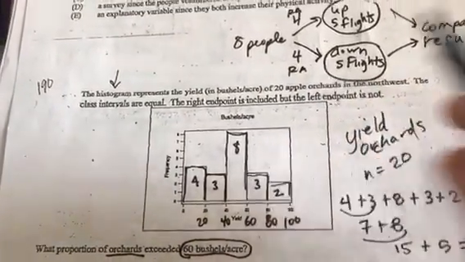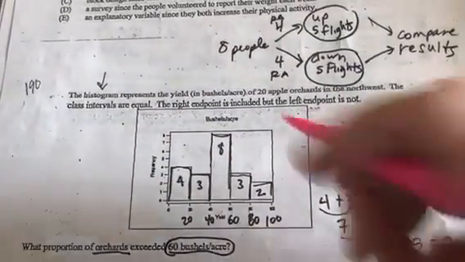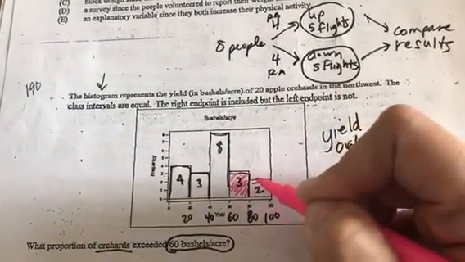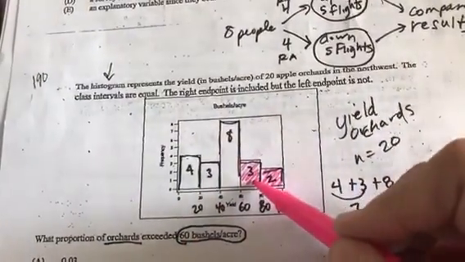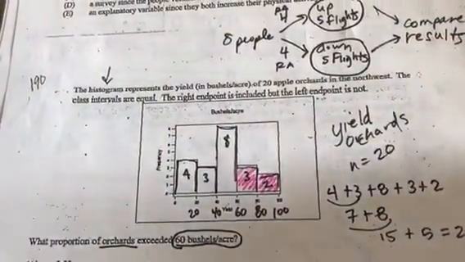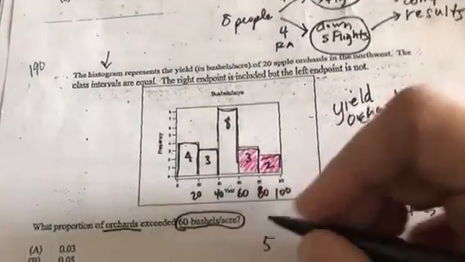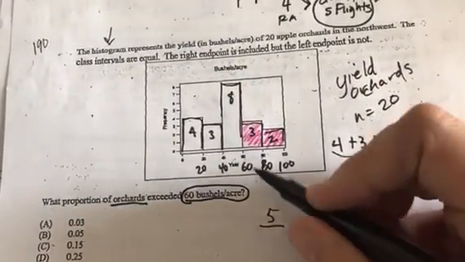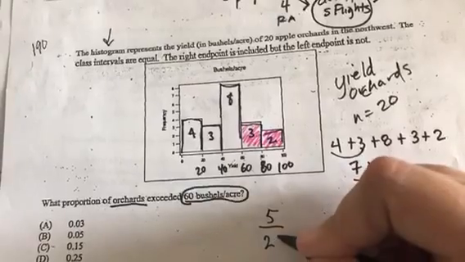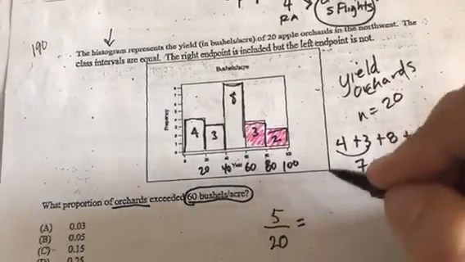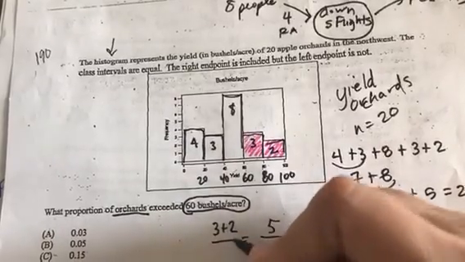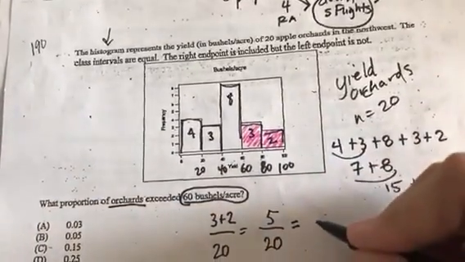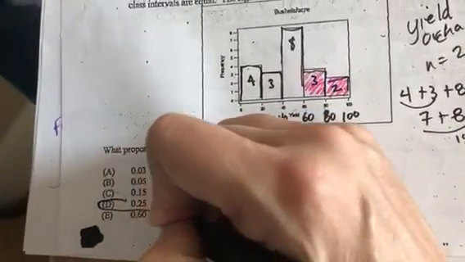Okay. So now it says, what proportion of these orchards exceed 60 bushels? So it looks as if the bars that exceed 60 bushels would be these 2. We don't know the names of them, but we know 5 of the orchards are exceeding 60 out of a total of 20. And how did I get 5? It looks as if I added the 3 and the 2 out of a total of 20, and I got 1/4, which would be the fraction D, 0.25.